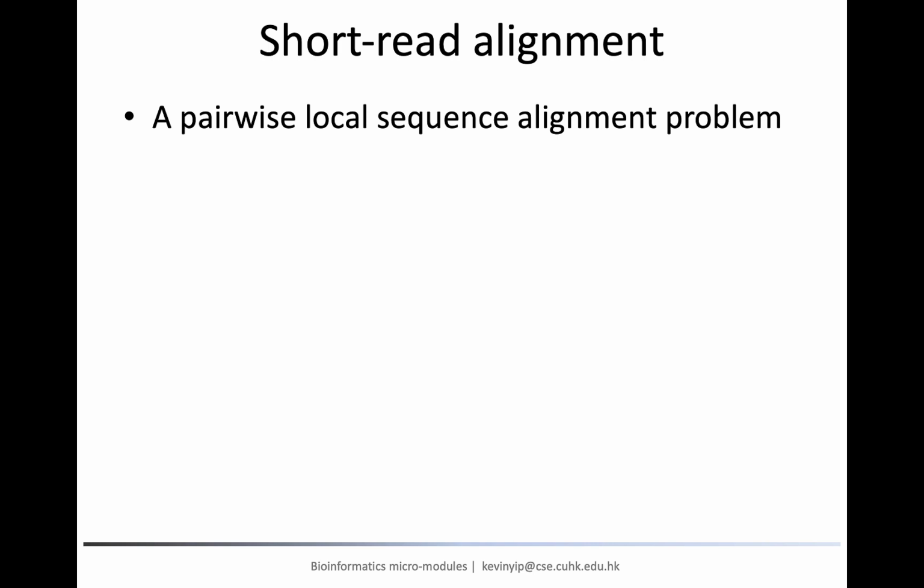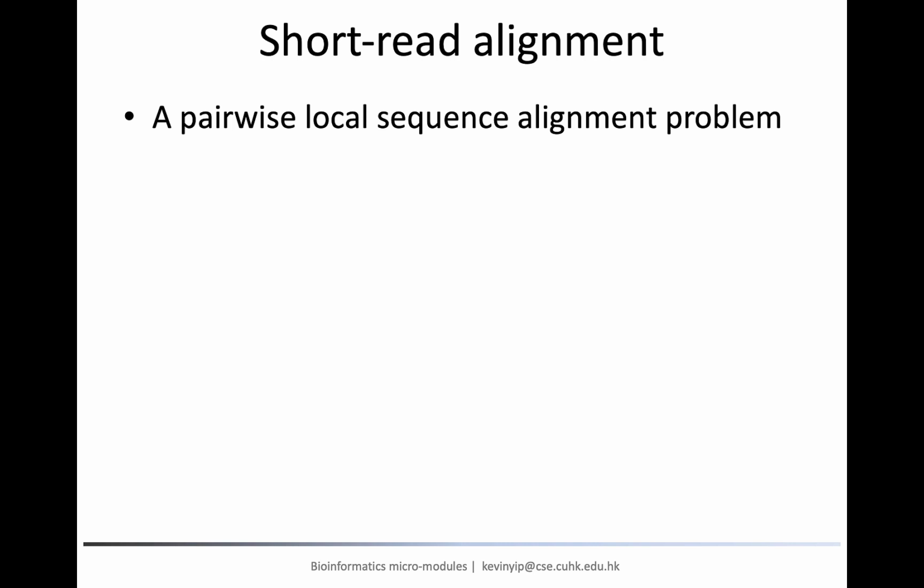Based on this description, you can see that the short read alignment problem is basically a pairwise local sequence alignment problem. If you have already forgotten some concepts related to sequence alignment, this is a good opportunity to refresh our memory. Pairwise here means that we have two input sequences, namely a reference sequence and a short read. The alignment is a local alignment because only a small part of the reference can be aligned to the short read.